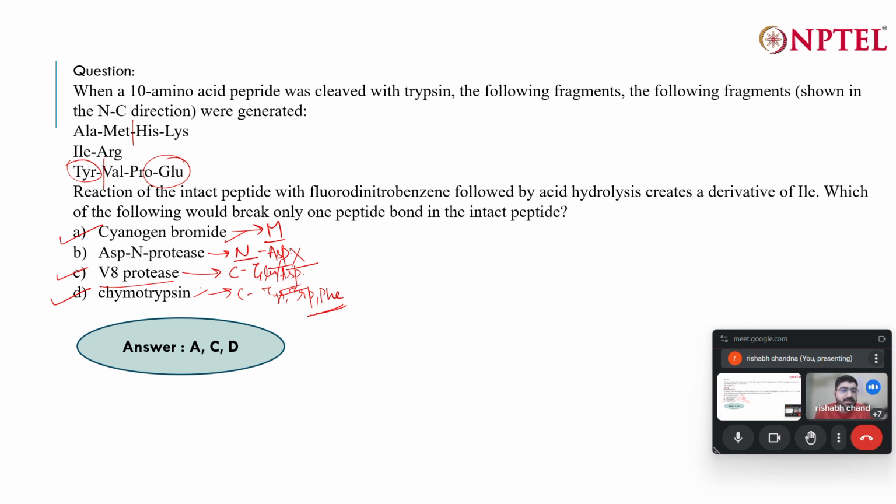Yeah, I also had the same question, but as per the question bank that I have, this is the correct answer. I'm a bit confused about this particular option, the V8 protease, and how it can be correct. That's why I marked it correct, because the glutamate residue is present at the end. But I am also not sure about option C. But options A and D are surely correct.